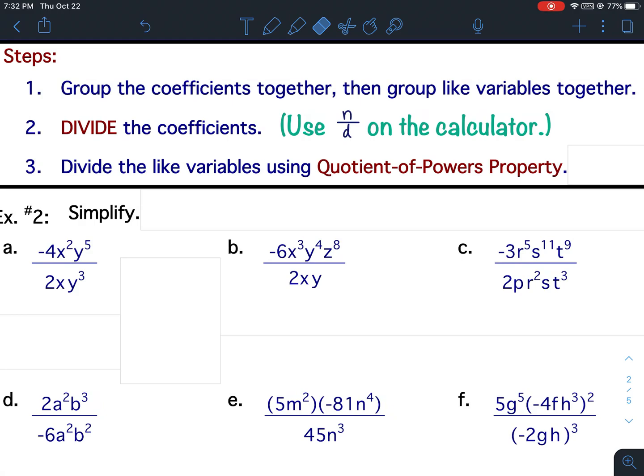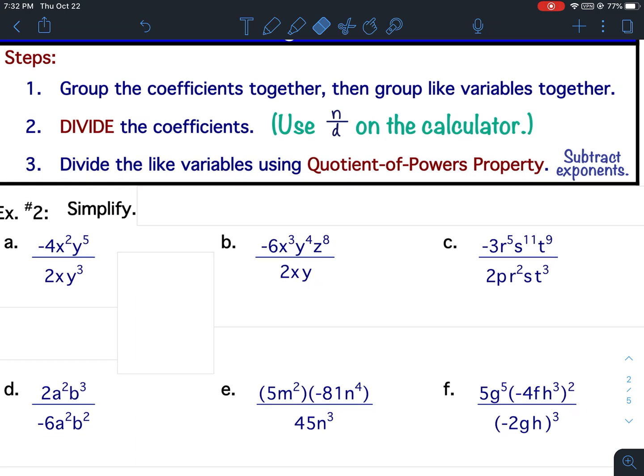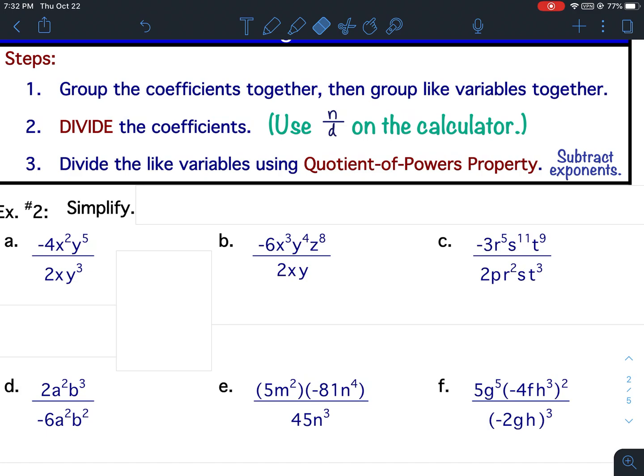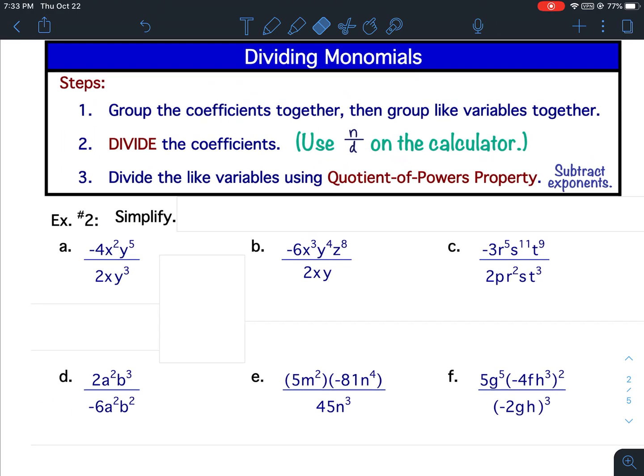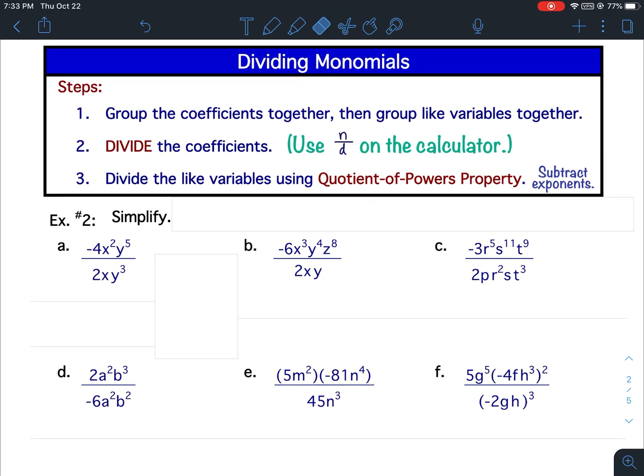For step 3, we're going to divide the like variables using the quotient of powers property. Quotient of powers property means we will subtract exponents. So again, we're going to divide the coefficients, the numbers out front, using the fraction button on the calculator. Then after we divide the coefficients, we will divide the like variables using the quotient of powers property, which means we will subtract the exponents. If you have any questions on that, let me know.